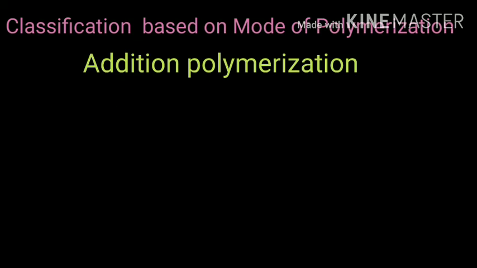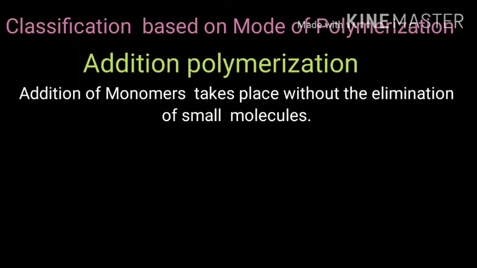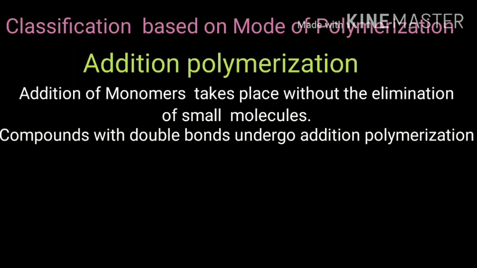Addition polymerization is a process where addition of monomers takes place without elimination of any small molecule. Hence, the polymer that is formed is going to have the same elemental composition as that of the original monomer. Compounds which have a double bond undergo addition polymerization. It is also called vinyl polymerization because most of the monomers that are used belong to the vinyl category.